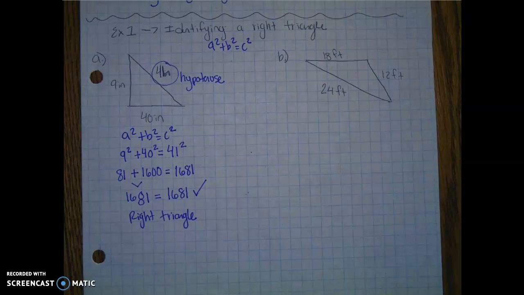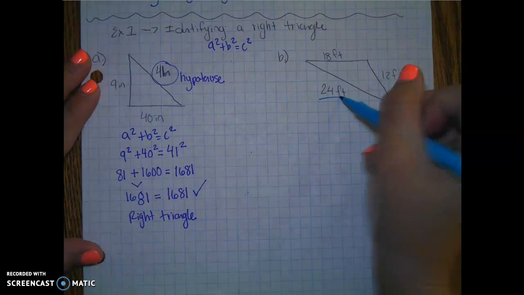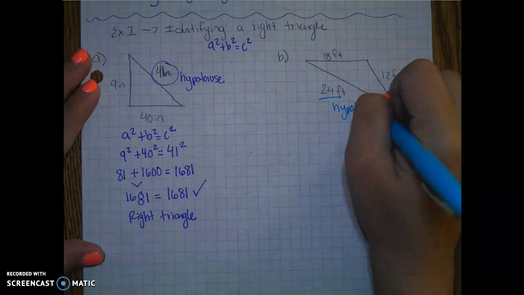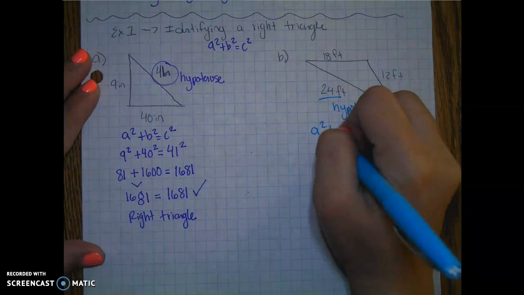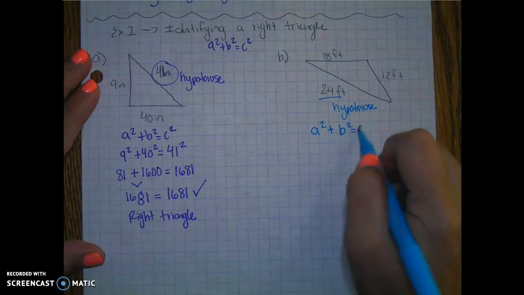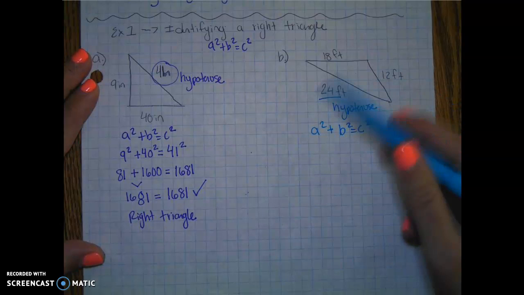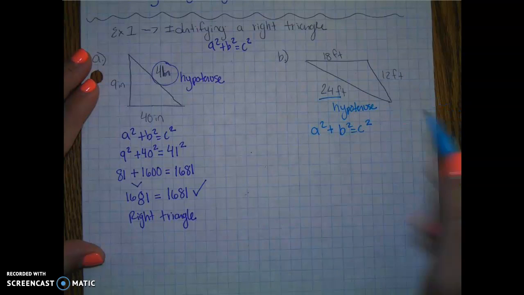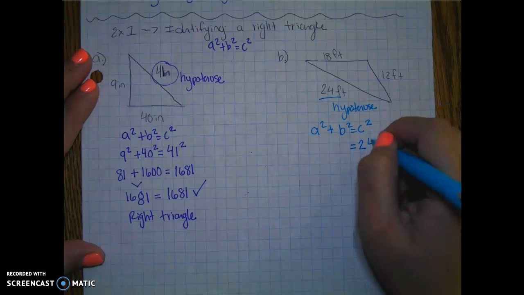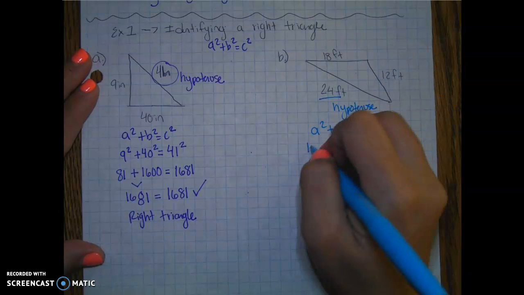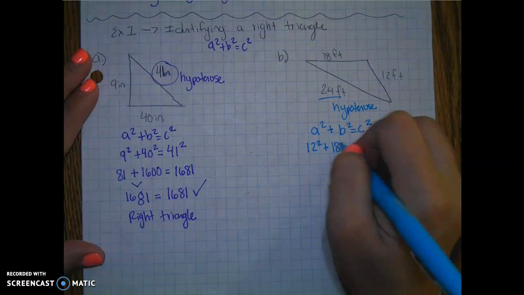So now we're going to try our second example. The longest side is right here, which is my hypotenuse, that is 24. So I'm going to also label that as my hypotenuse as well. I'm going to take my formula again, a squared plus b squared equals c squared. It's important to make sure that you write down the formula every time so that way you know what letters you're dealing with and which one's the hypotenuse so you can remember. So I know that this is going to be my c, so I can instantly fill that in with 24 squared. And both of these are going to be my legs. So I'm going to have 12 squared plus 18 squared.